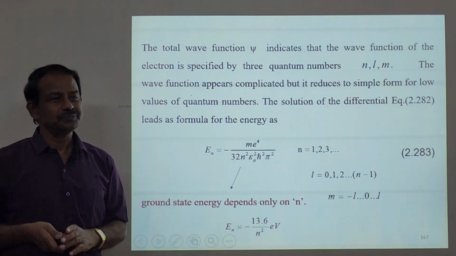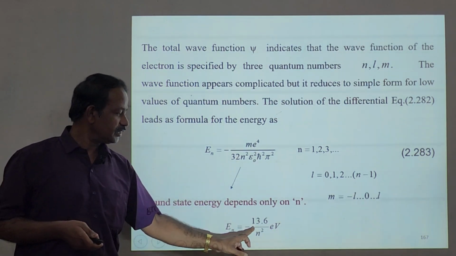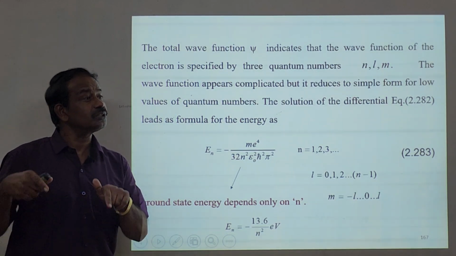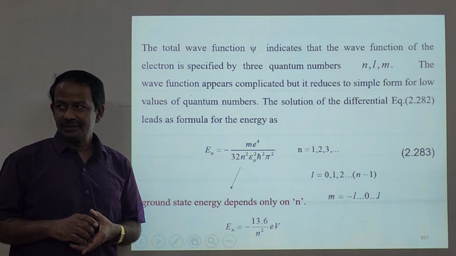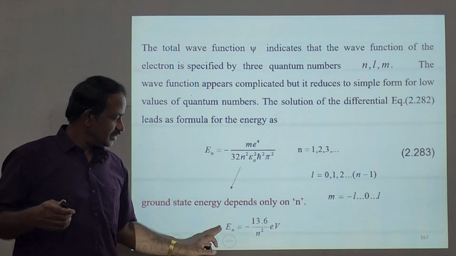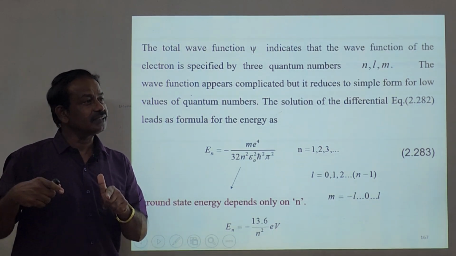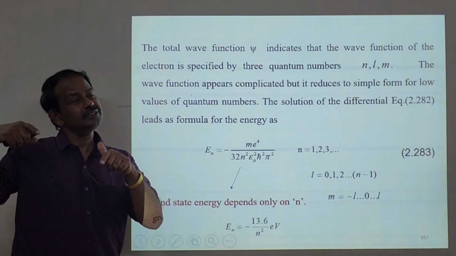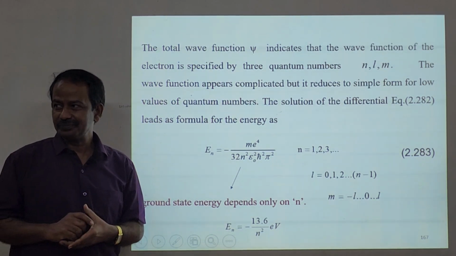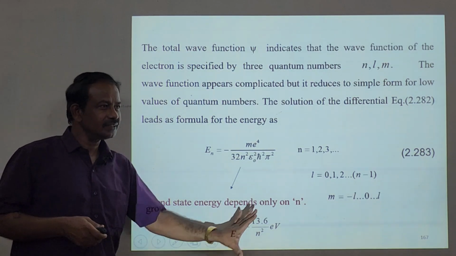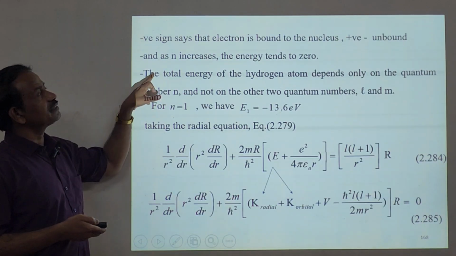For example, n equal to 1, we will get E1 equals minus 13.6 electron volt. Suppose n equal to 2, we will go for minus 13.6 divided by 4. You will get 3.4 electron volt with a minus sign. As n increases, the energy increases, becoming less negative, correct? And at the end, as n tends to infinity, this will become 0. After this it will become a positive value.